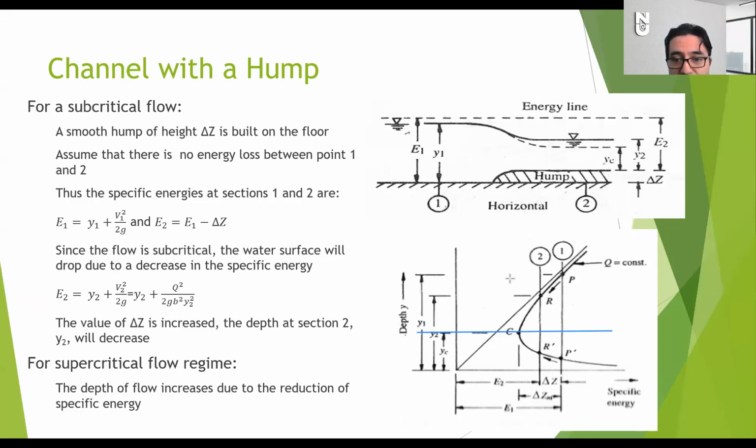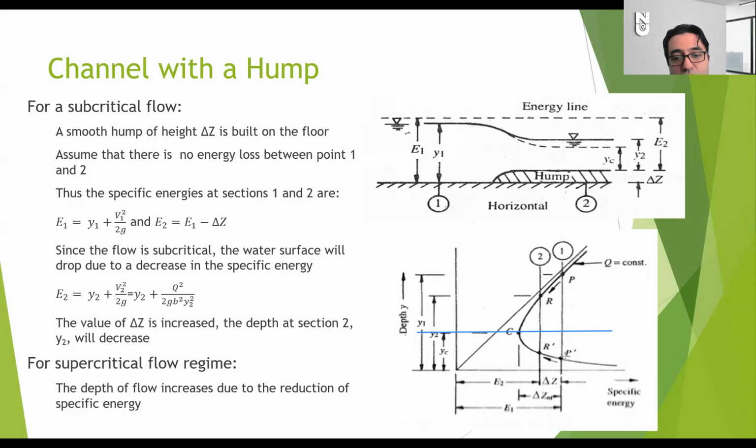In this case, if you look at this energy curve, this is position 1. Follow my cursor. We are going to experience a delta Z reduction in the hump, and you are going to lose that amount of energy, and your flow depth is going to be lower than the original depth, but you are still in the zone of subcritical flow. This is the first case we are going to handle.